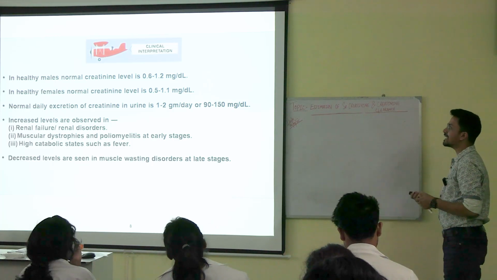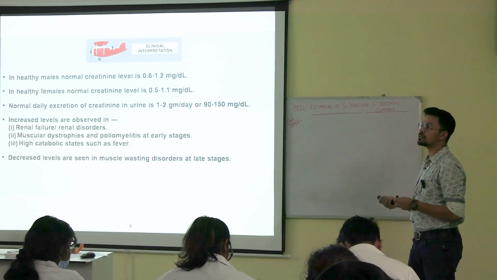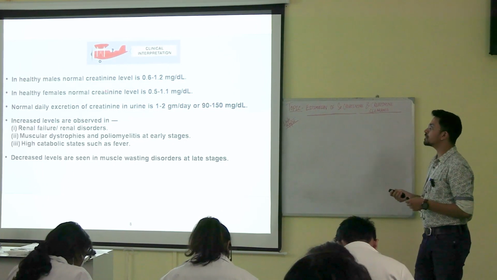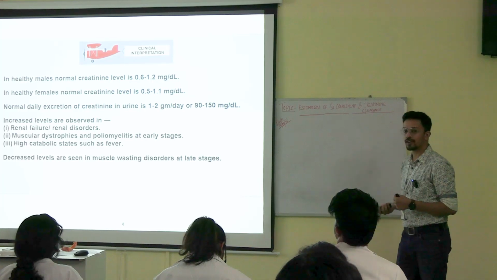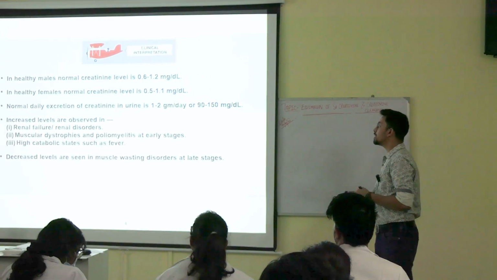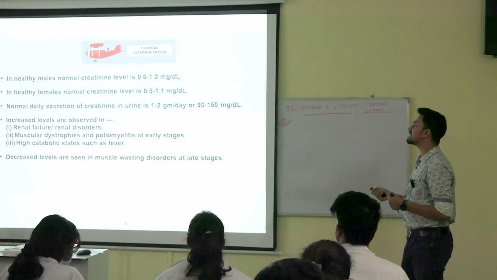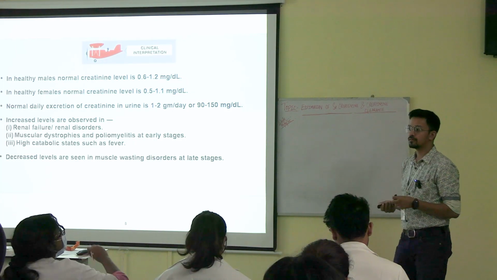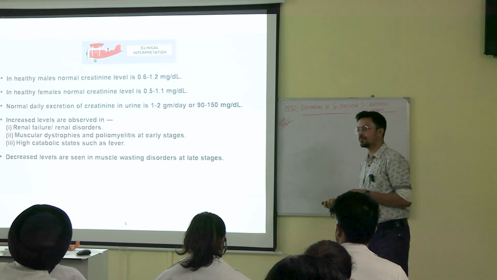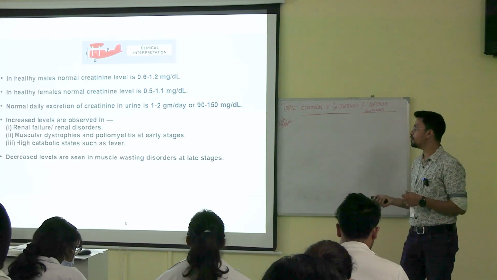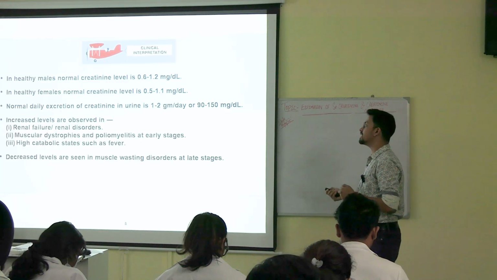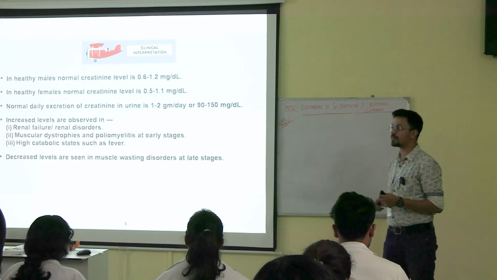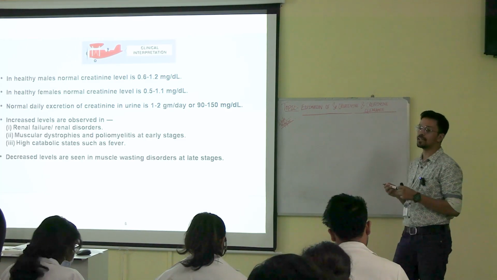How to interpret? In healthy males, the normal creatinine level is how much? 0.6 to 1.2. Fine. In healthy females, what is the normal creatinine level? 0.5 to 1.1. Now if you see, in males the range is a little bit higher, in females a little bit lower. Why? The muscle mass is more in males as compared to females. That is why. Now the normal daily excretion of creatinine in the urine is 1 to 2 gram per day. Or else we can represent it as 90 to 150 milligram per deciliter.